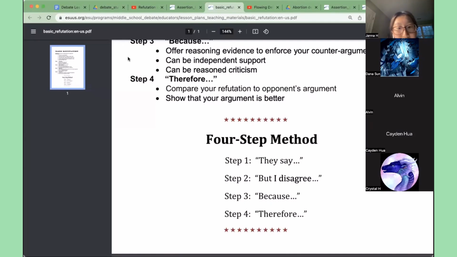Okay, so Crystal says they say that zoos do more harm than good. So that's step one. Step two, but I disagree because zoos provide a valuable opportunity to learn about animals not native to one's region and their habitats. So that's stating that you disagree, and also your counterclaim, which is that zoos provide a valuable opportunity to learn about animals. And that's also step three, because zoos provide a valuable opportunity to learn about animals. And then step four, therefore, zoos do more good than harm. Or you could make it even clearer, like, therefore, zoos promote learning more, or something that really sticks with the judge.